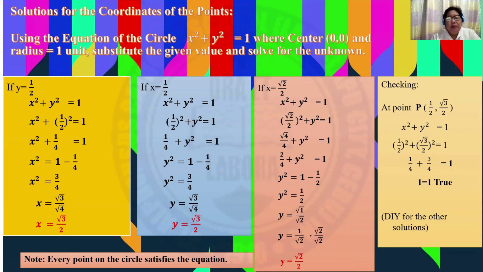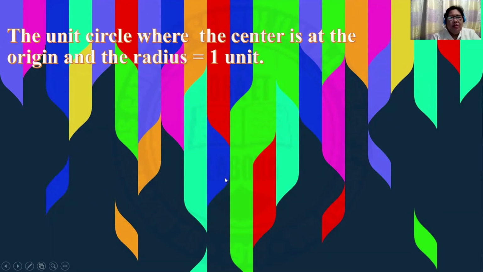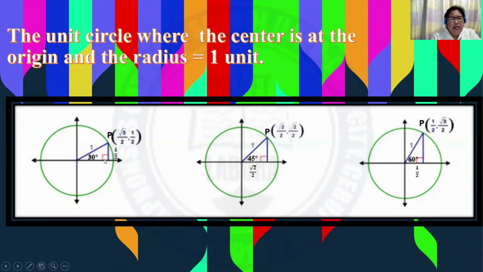Now take note, every point on the circle satisfies the equation. So the unit circle, where the center is at the origin and the radius is equivalent to 1 unit, with a 30, 60, 90 triangle, and the reference angle is 30 degrees, we have these coordinates of the point: square root of 3 over 2 and 1/2. And for a 45-degree reference angle, we have square root of 2 over 2 and square root of 2 over 2. And for a 60 reference angle, we have 1/2 and square root of 3 over 2.